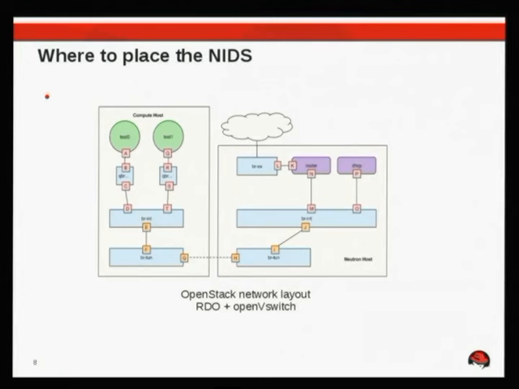Let's say you are the administrator of, say, OpenStack. And your next question is, okay, I want to use IDS, a network IDS. Where am I going to? The IDS basically involves sniffing packets. Where am I going to sniff the packets?